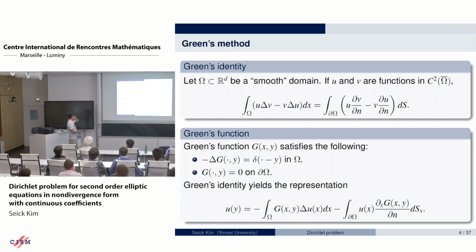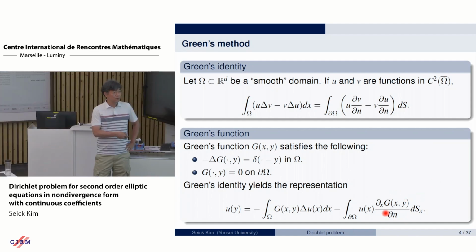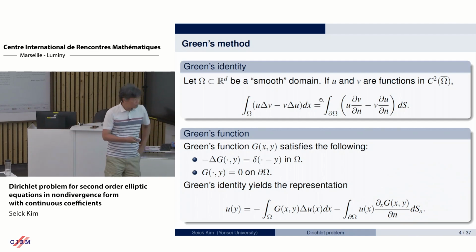Green assumed that there always exists a Green's function, but it's not that obvious. It is useful when omega has simple geometry, for example when omega is a ball. Then this becomes the so-called Poisson kernel for the ball, and you have a solution.